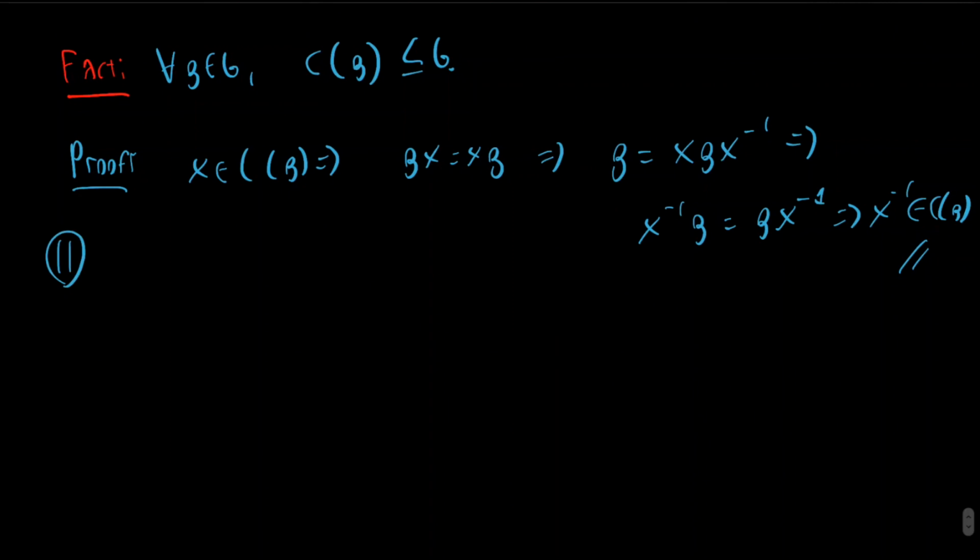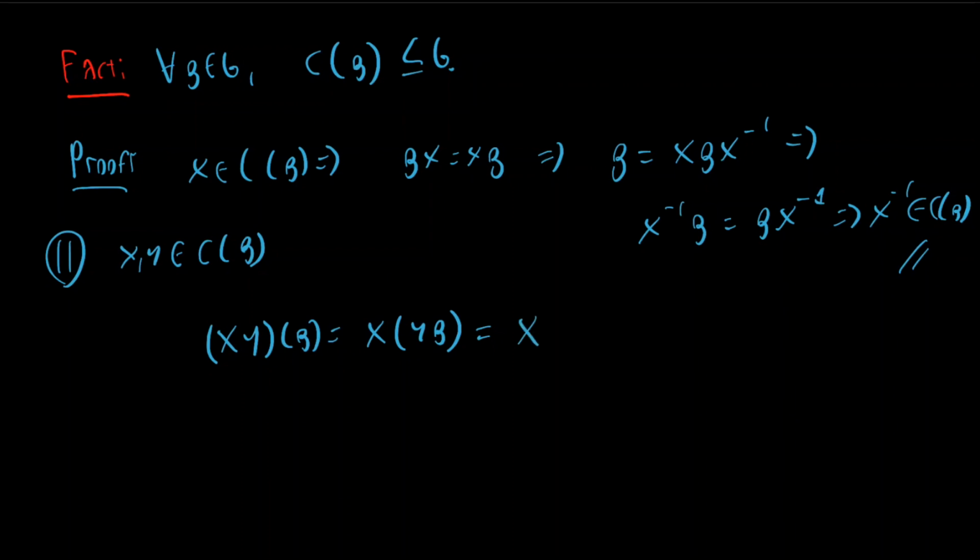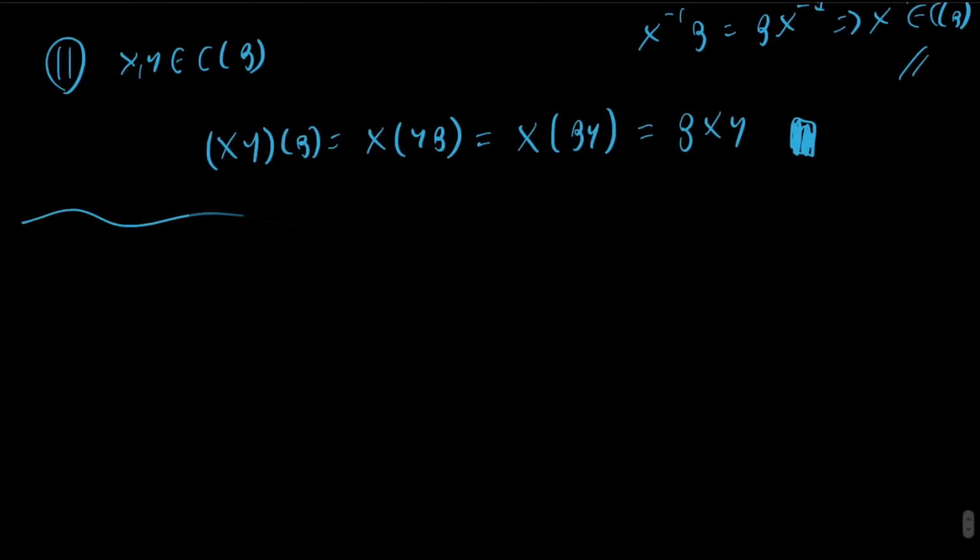For the second property I want to check, in order to establish that C(g) is a subgroup of G, given x and y in the centralizer, we want their product to be in the centralizer. So we consider x times y times g. Using associativity and the property that y is an element of the centralizer, this is equal to x times g times y, and then again this is equal to g times x times y. This concludes the proof. So yes, the centralizer is a subgroup of the group.